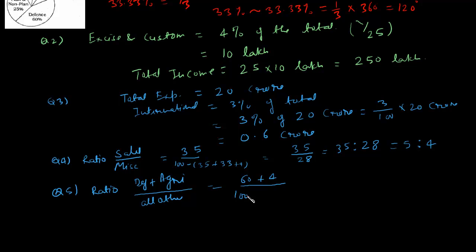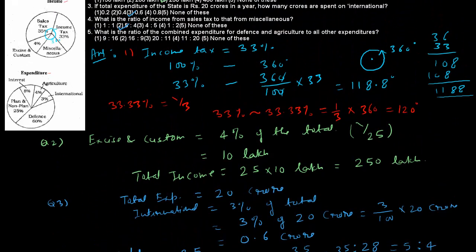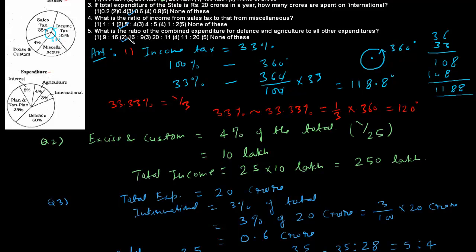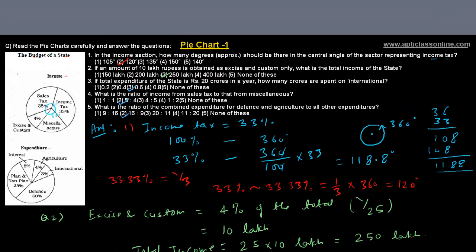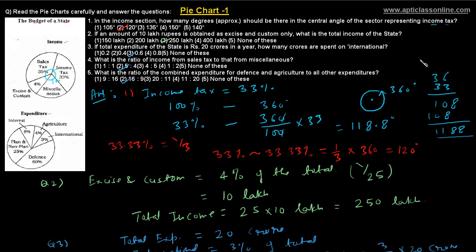So the rest is 100 minus 64, that is 36. So 64 divided by 36. We'll divide it by 4. 4 16s are 64, 4 9s are 36. So 16 is to 9 is the ratio. So which option is correct? Option 2 is correct. So this way we have solved this problem, and we will see more problems in the next class.